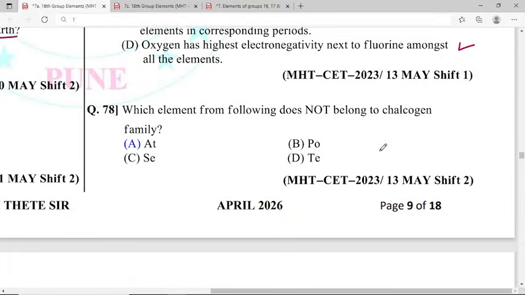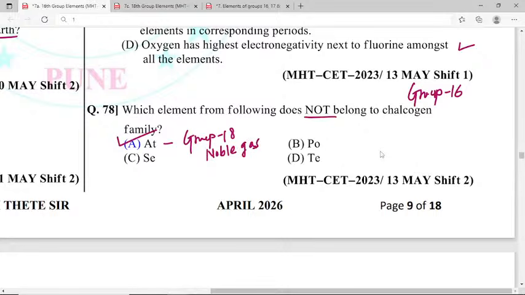Question number 78. Which element from the following does not belong to chalcogens? Chalcogens are group 16. So which is not a chalcogen? Astatine is the answer. Astatine is not a noble gas, but the option is not in group 16. The chalcogens are oxygen, sulfur, selenium, tellurium, polonium. These are the chalcogens.